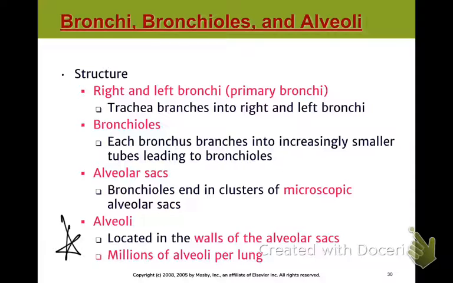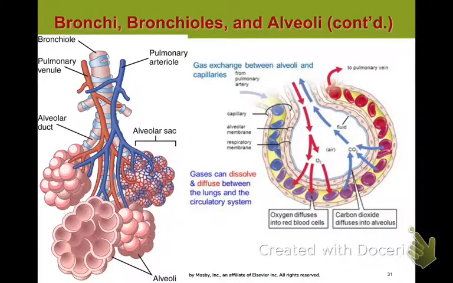Remember, if you laid these out side by side, they would cover a tennis court. So a huge amount of respiratory membrane. And remember, this is microscopic. So all of this stuff up here is just getting the air down to the actual structures where gas exchange is going to take place. Once you're in the alveolar sac, that's where we have diffusion of oxygen into the red blood cells, and carbon dioxide moving back into the alveolus.